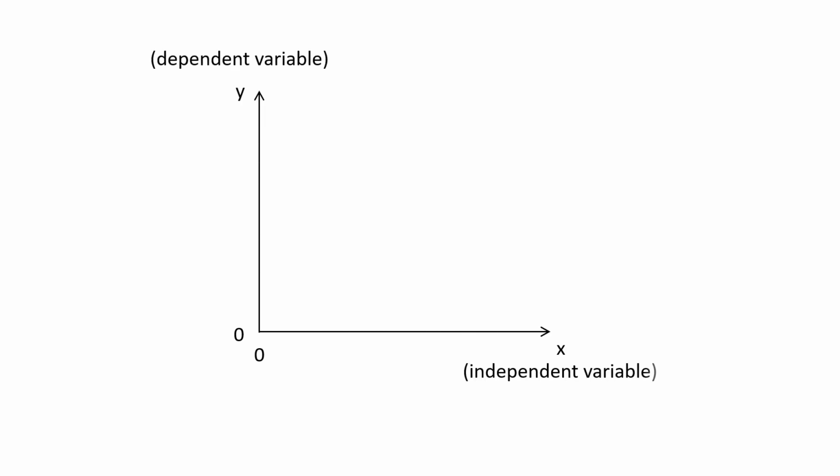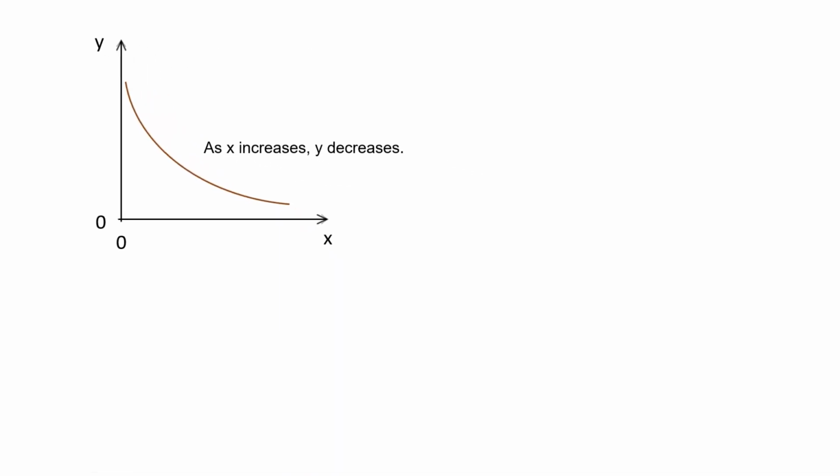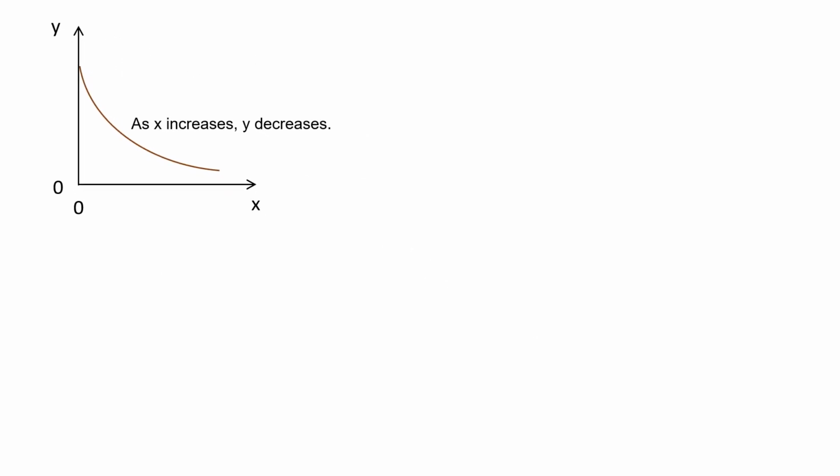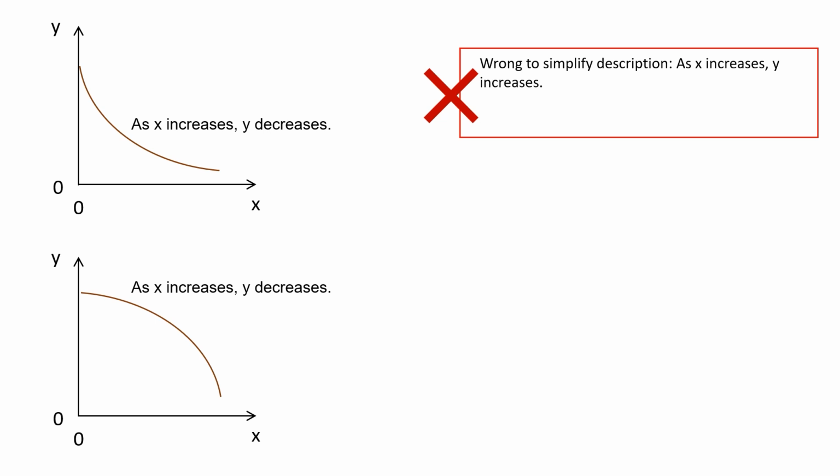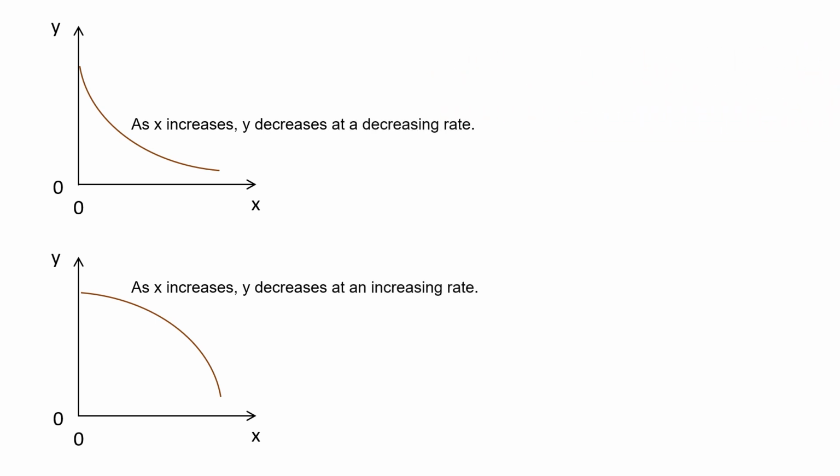From this graph, we can see that as x increases, y decreases, but not at a constant rate. Is the description "as x increases, y decreases" sufficient to describe this graph? Again, there is another graph that also fits the description "as x increases, y decreases." So, just like before, we need to be more specific in our description. The difference between these graphs is the rate at which the gradient changes as x increases.